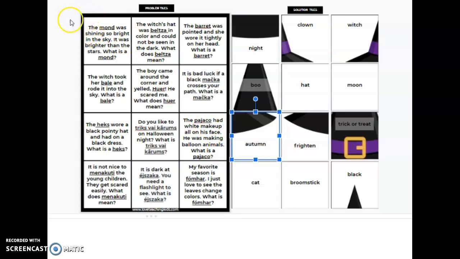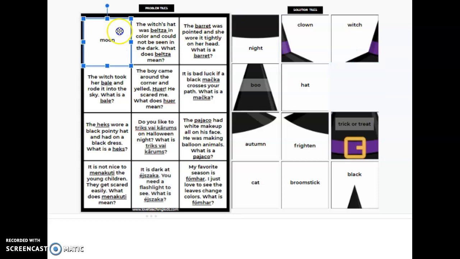Let's try one together. The moon was shining so bright in the sky, it was brighter than the stars. What is a moon? So we have knight, clown, witch, boo, hat, moon, autumn, frightened, trick or treat, cat, broomstick, and black. So my answer would be moon, and oddly enough, that's just a blank square. But that is what you're going to do. You'll drag them over to complete the picture.